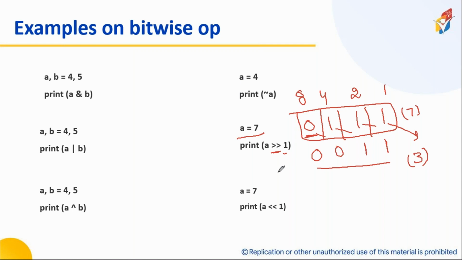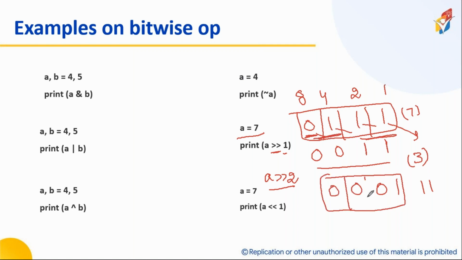Now, can you please do A right shift of 2? Tell me the answer. These two bits come out, and the remaining two bits become 0, 1, and the leftover 2 bits become 0, 0. So the answer is 1. Right shift of 2 is equal to 1. I hope it is clear for everyone, or shall I discuss once again?